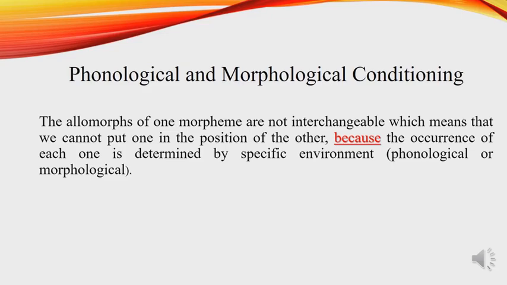We've said that the allomorphs are in complementary distribution. It means that we cannot put one in the position of the other. So why? In fact, we have two reasons. Either we have phonological conditioning or morphological conditioning that determines the use of one allomorph instead of the other.